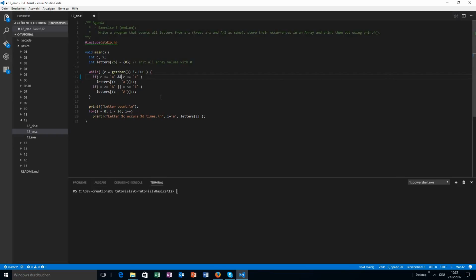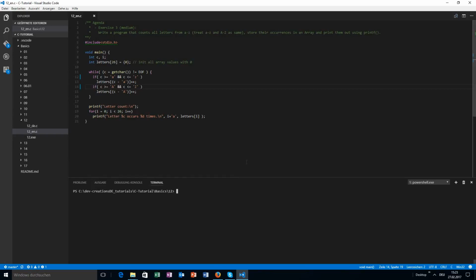And we can achieve that by using the AND condition, because now the condition reads greater or equal than A and less or equal than Z. So now it needs to meet both subconditions. And the same goes here for the uppercase letters.